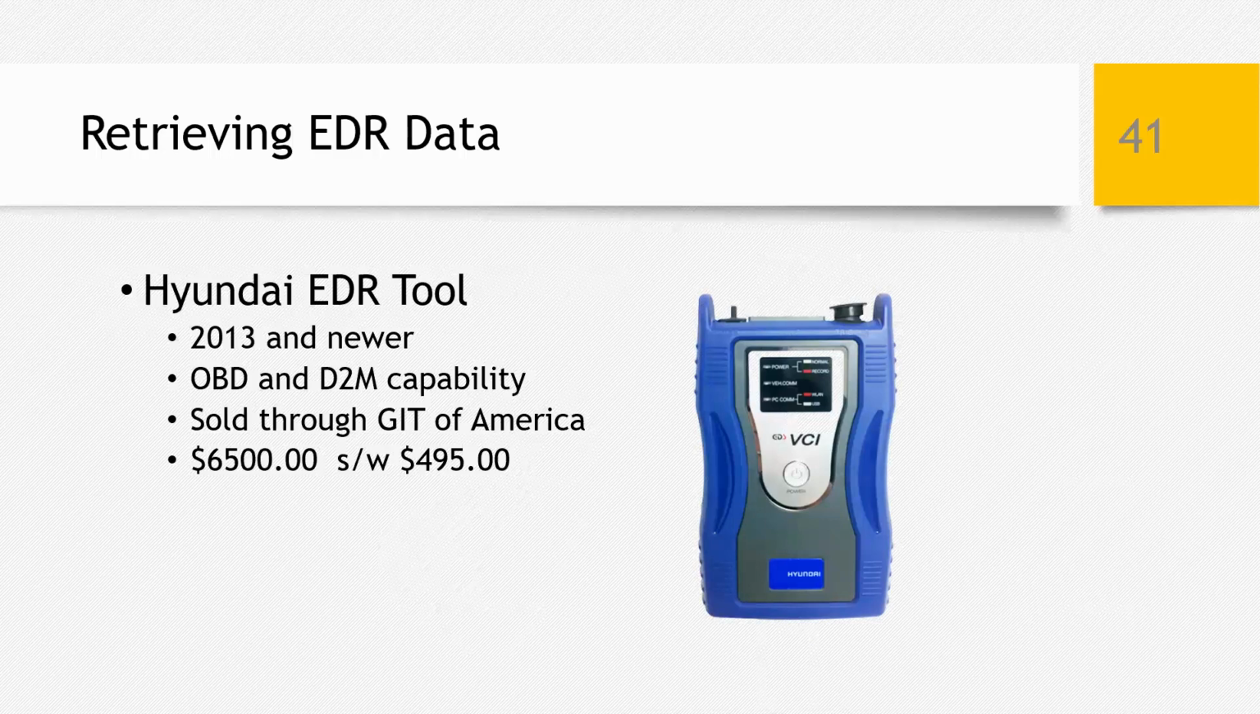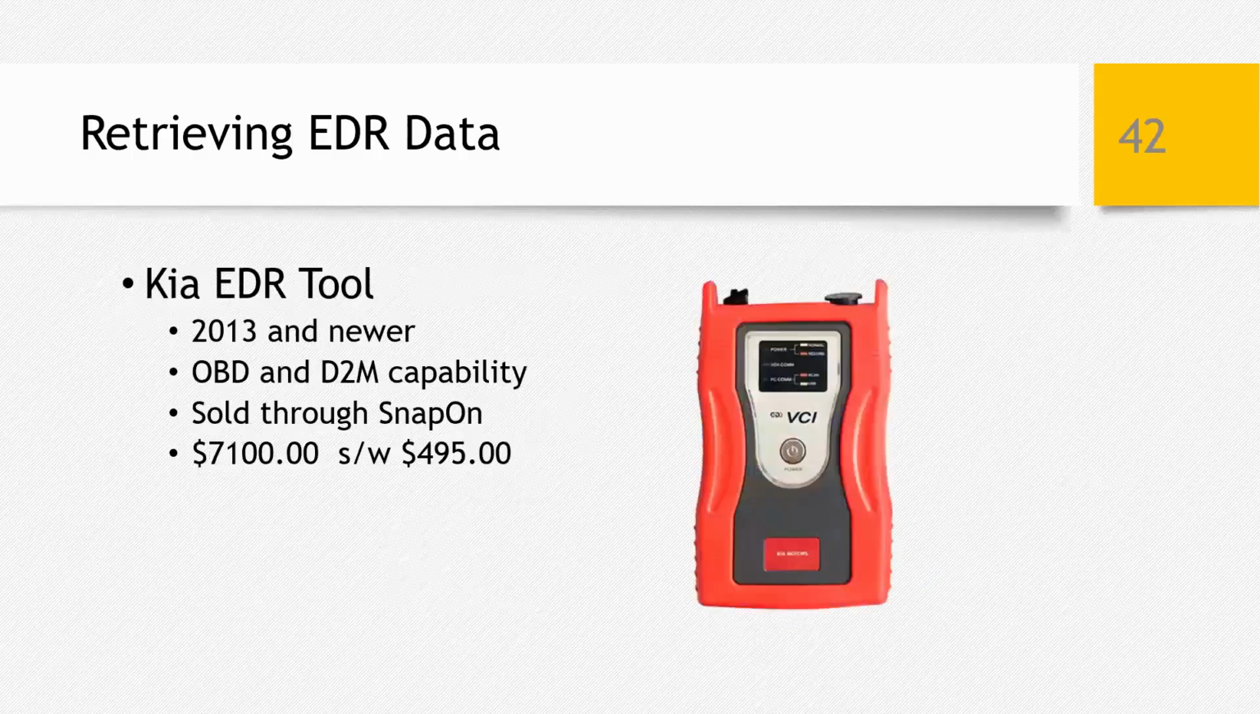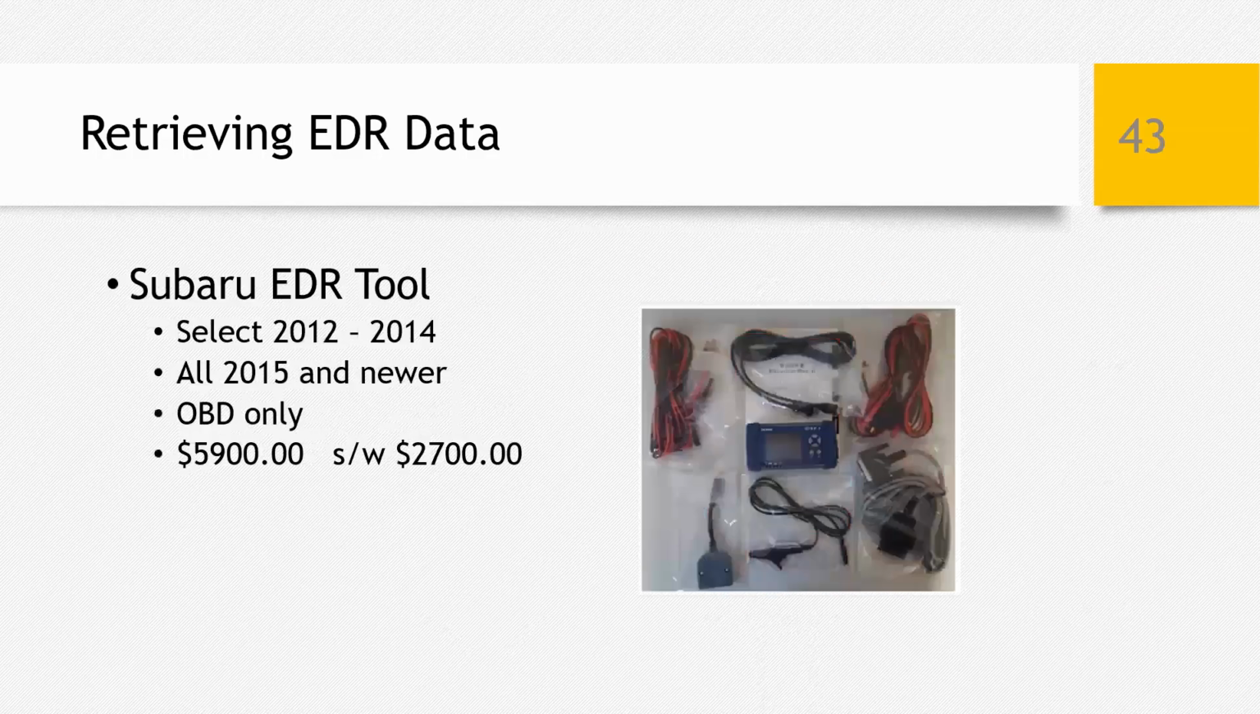The Hyundai EDR tool supports 2013 and newer model Hyundais. It has both OBD and direct-to-module capability. The Hyundai tool is sold through GIT of America. It sells for about $6,500 and has an annual software fee of $495. The Kia EDR tool also supports 2013 and newer model Kias. It has both OBD and direct-to-module download capability as well. The Kia tool is sold through Snap-on and sells for about $7,100 and has an annual software fee of $495.